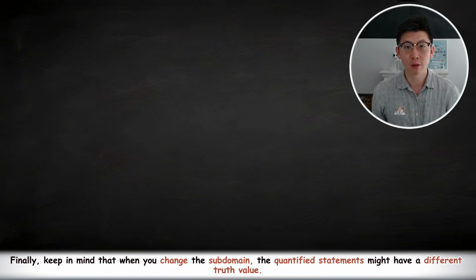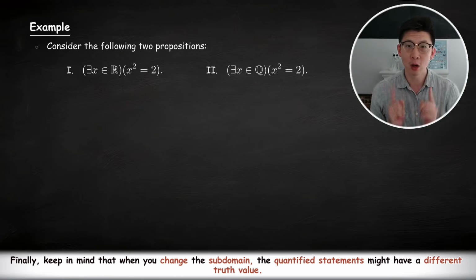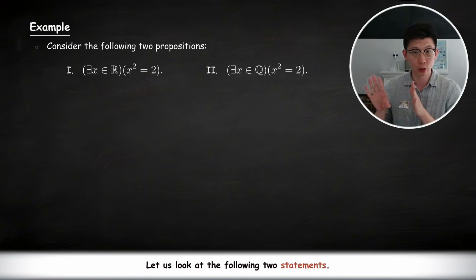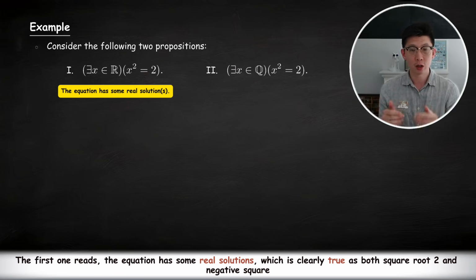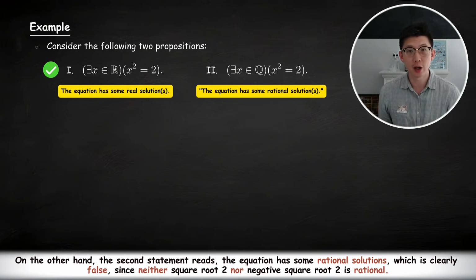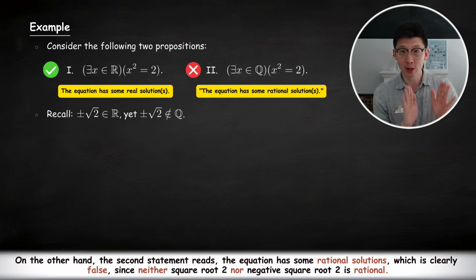Finally, keep in mind that when you change the subdomain, the quantified statements might have a different truth value. For example, let Px be the formula that x squared minus 2 is equal to 0. Let us look at the following 2 statements. The first one reads, the equation has some real solutions, which is clearly true as both square root 2 and negative square root 2 are real numbers that solve this equation. On the other hand, the second statement reads, the equation has some rational solutions, which is clearly false, since neither square root 2 nor negative square root 2 is rational.